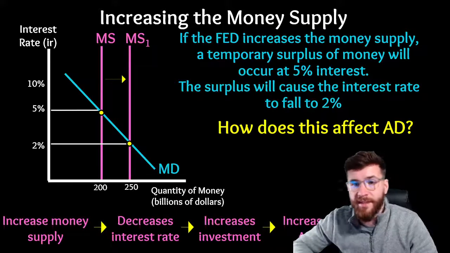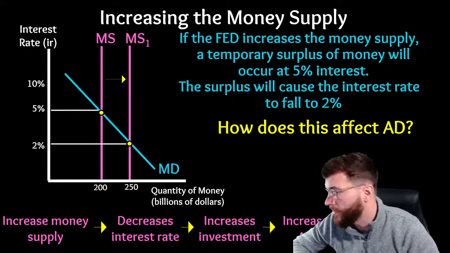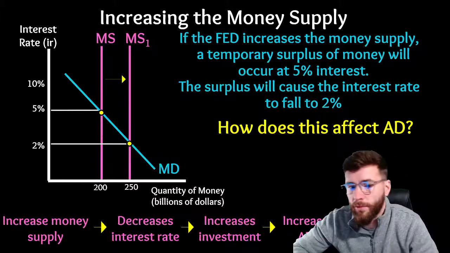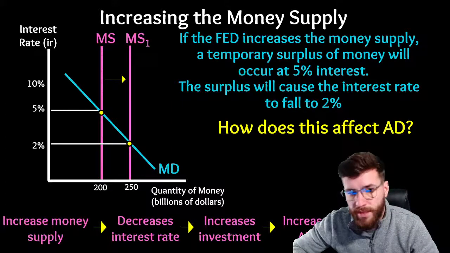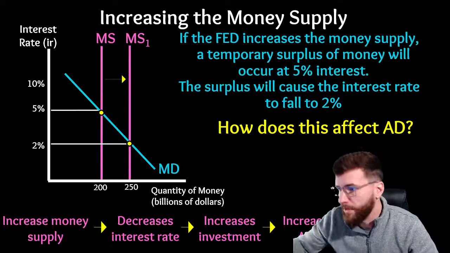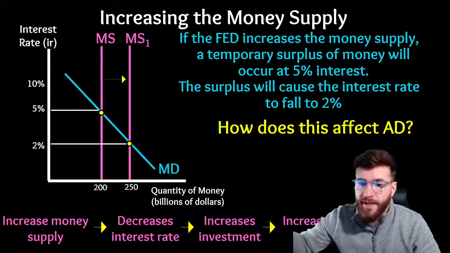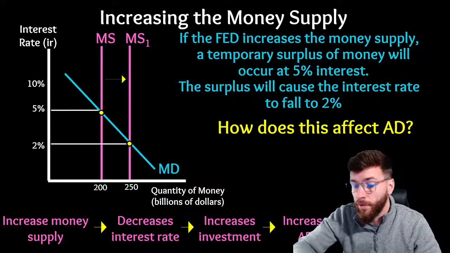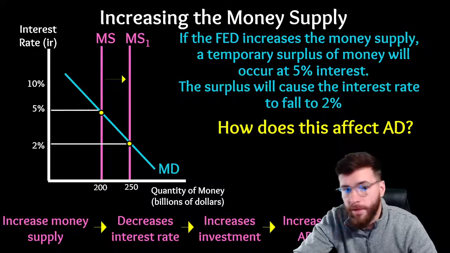So this is the idea of expansionary monetary policy. We're going to do this if we're in a recessionary gap. We're going to try to reduce rates by increasing the money supply, and we'll talk about how the Fed does that tomorrow. The end goal is to increase AD to reduce unemployment.